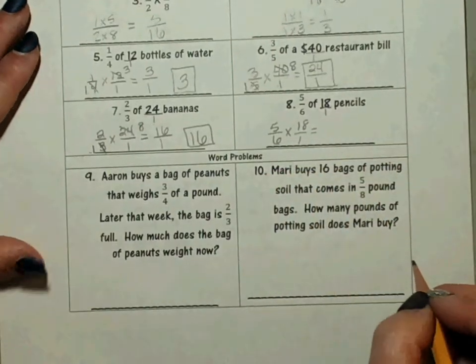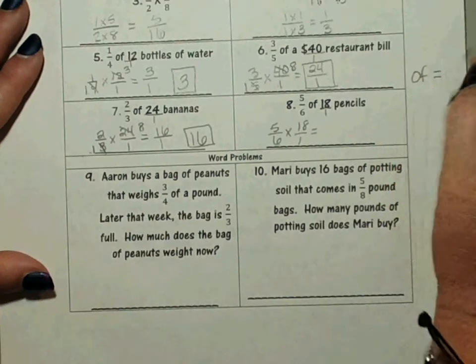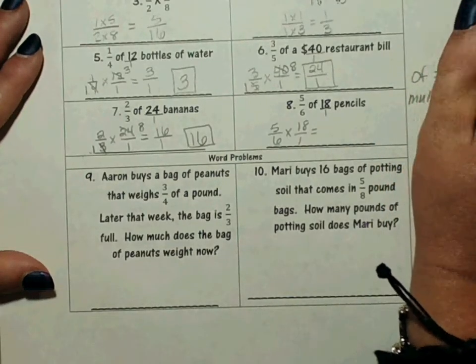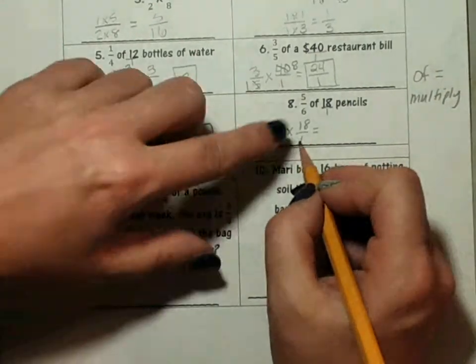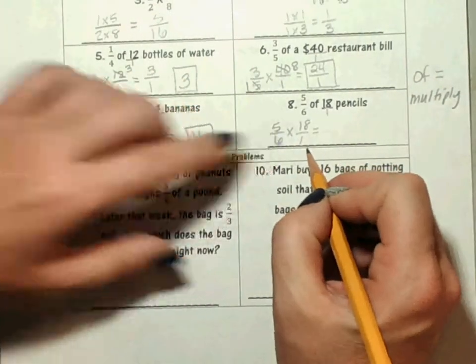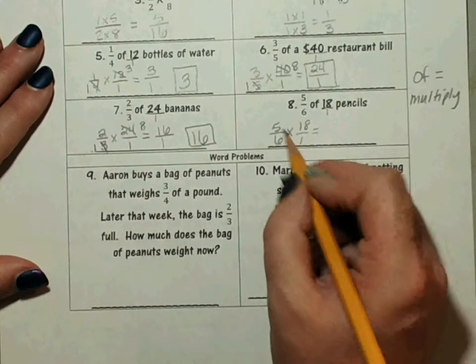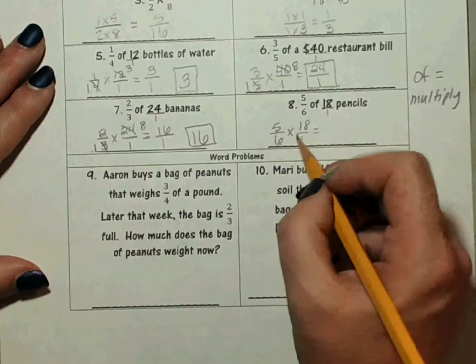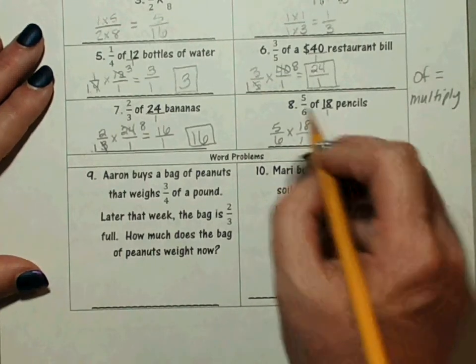All right, almost done, guys. We have one more just like this. Okay, we have a whole number. Let's put it over 1, so we make sure we have our fraction. So we're looking for 5/6 of 18. 5/6 of 18. Of means multiply. Write it over here up to the side. Of equals multiply. You need to know that key word.